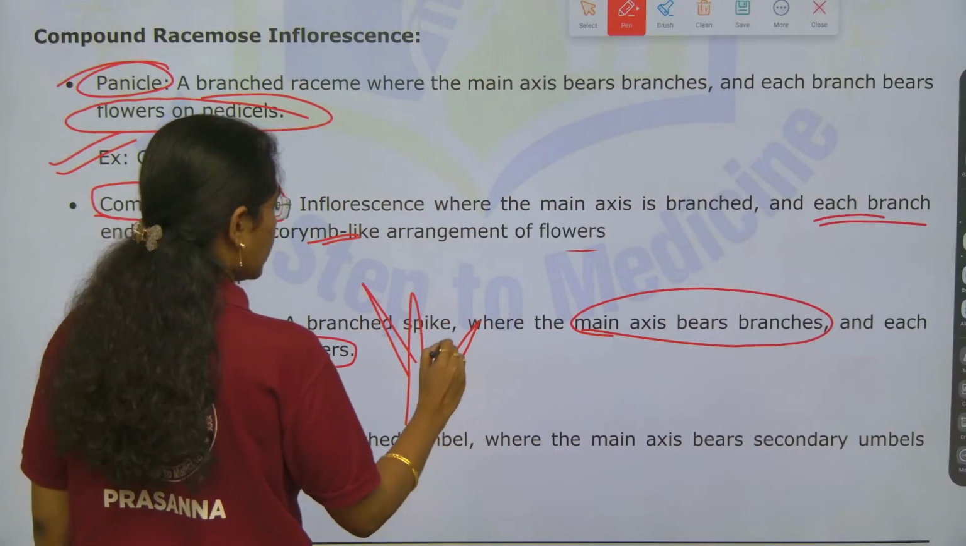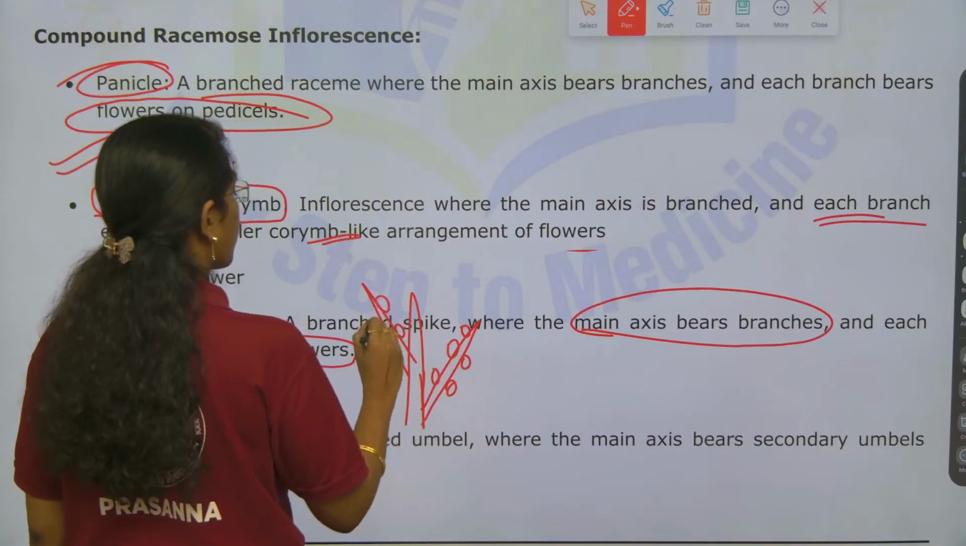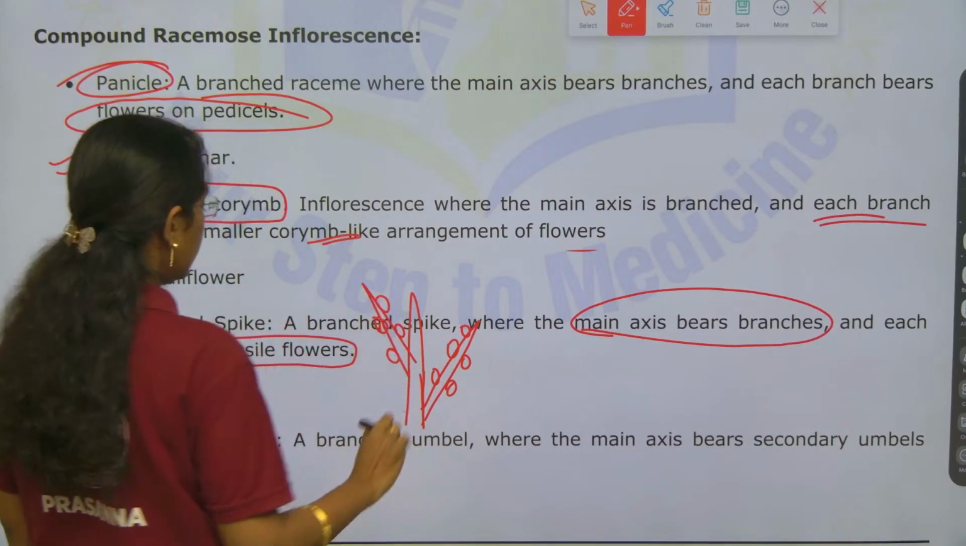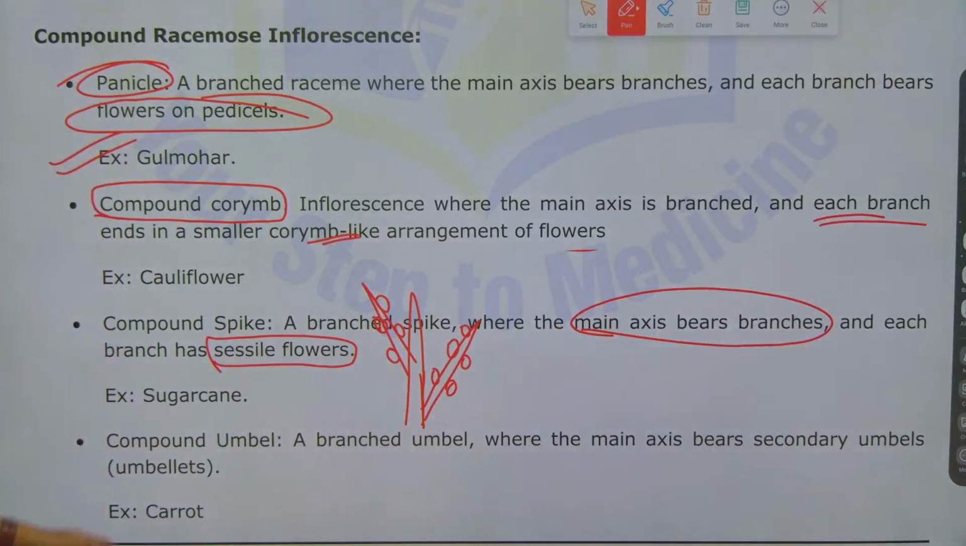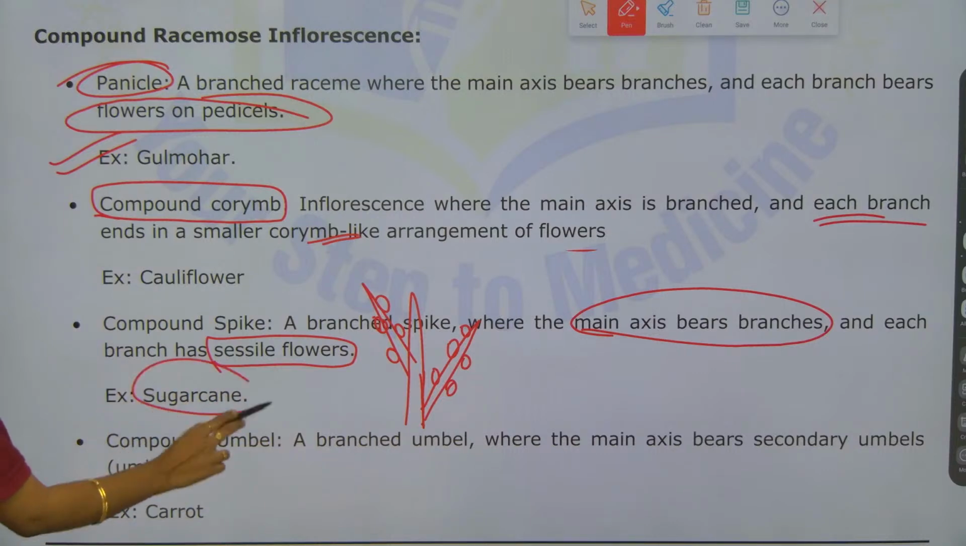Okay, and here the sessile flowers are formed. This branched spike, you can see with sessile flowers at the branches. The branched spike, where the main axis bears branches and each branch has sessile flowers. Example is what? Sugarcane.